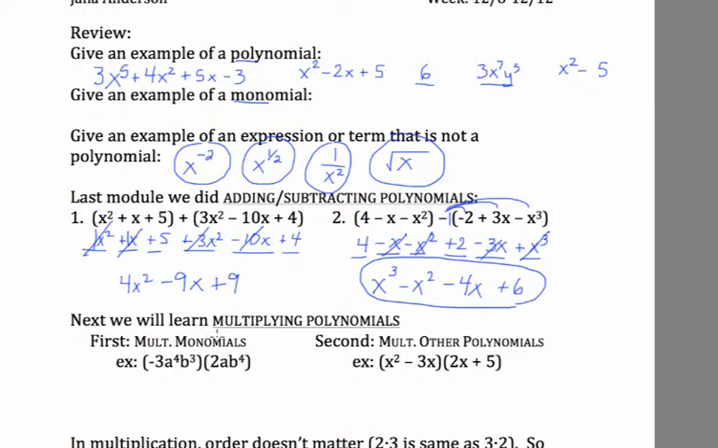So what we'll work on in this module is multiplying polynomials. Take a look at these 2 examples here. Here's what we're going to work on first, multiplying monomials together. And then we'll do other polynomials. Notice the difference between these 2. This one has only multiplication. There's no adding or subtracting in this at all. This one has multiplication right here and adding and subtracting. We have to deal with this one a little bit differently.